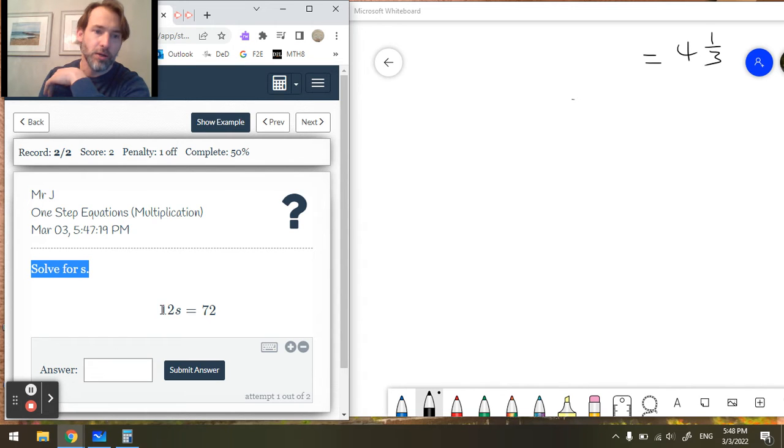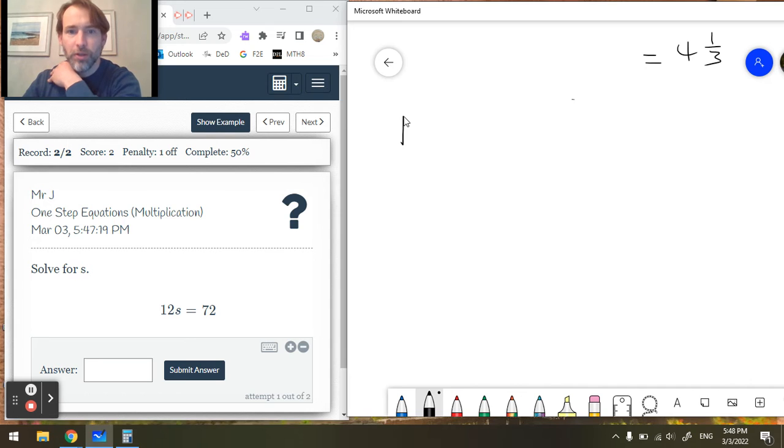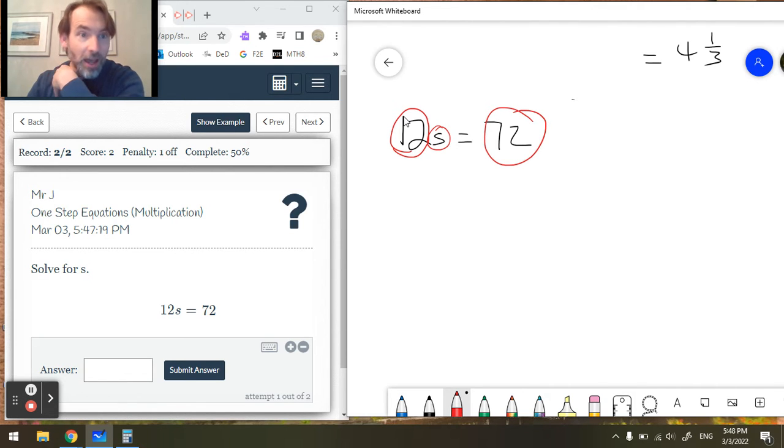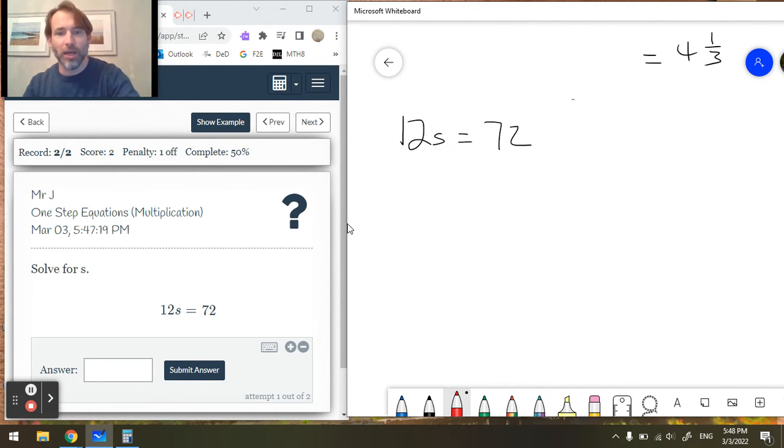So I want to write down this equation here, which is 12 multiplied by some number equals 72. Or we can put a little story together. I went to the store and I bought 12 snakes, and that cost me $72. How much does one snake cost? Is this type of question, okay? So how are we going to do that?